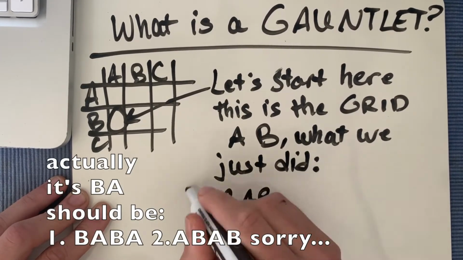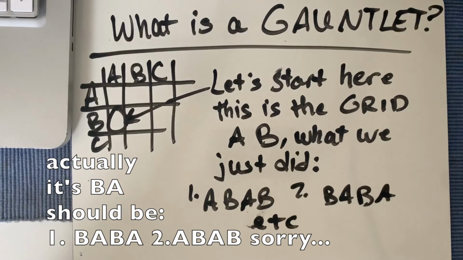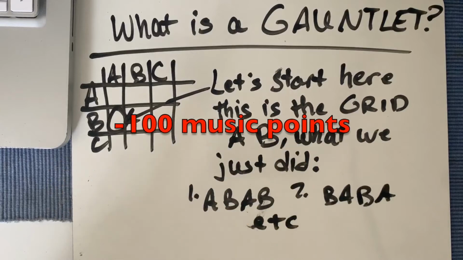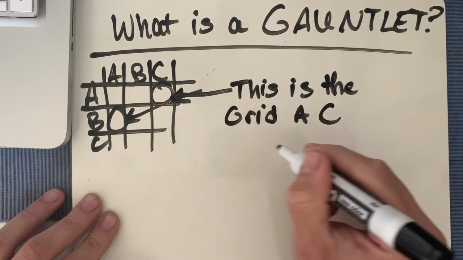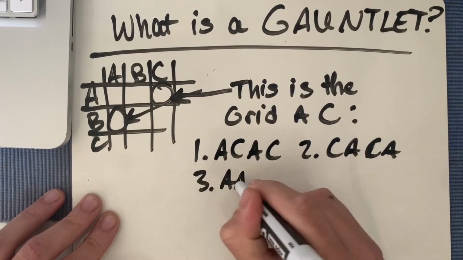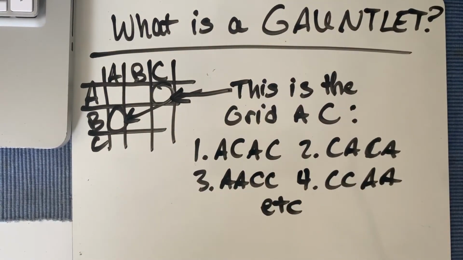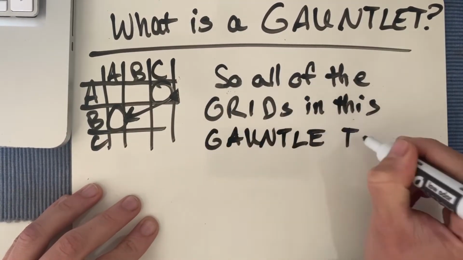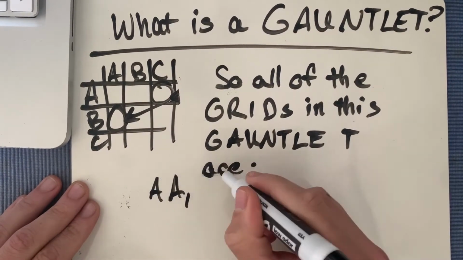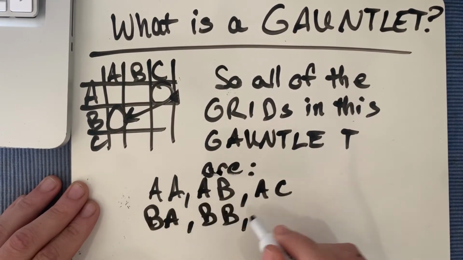For example, the circled square right now is the grid AB. This is the grid AC. So if we put them all together, we get 9 grids from this gauntlet.